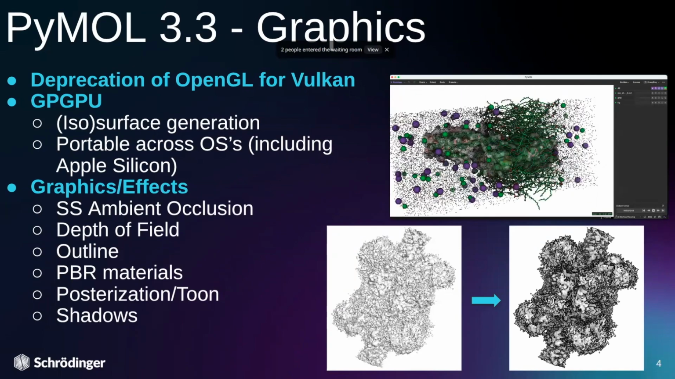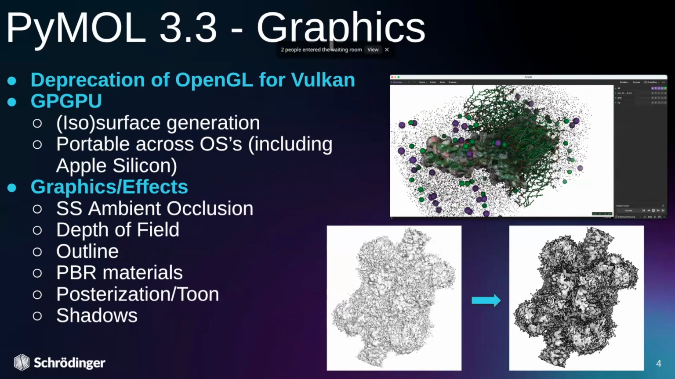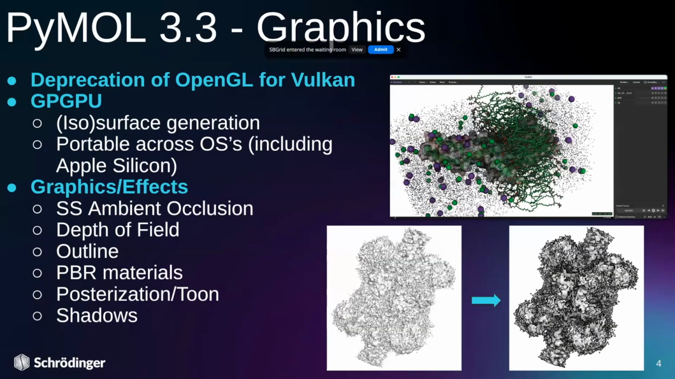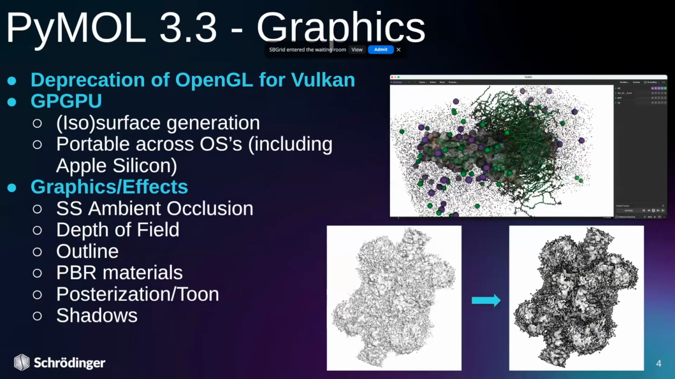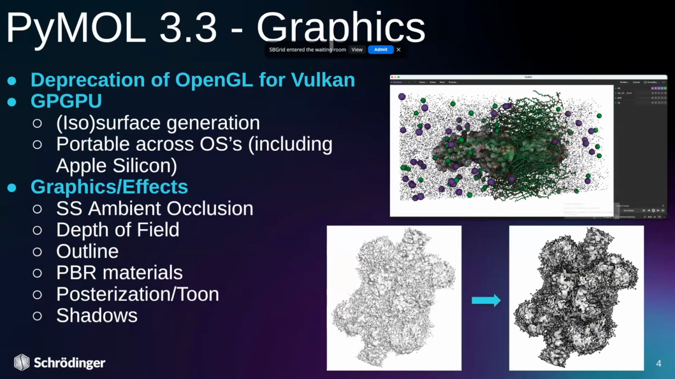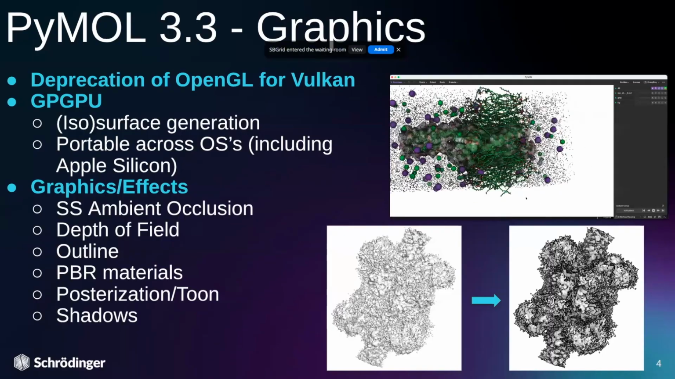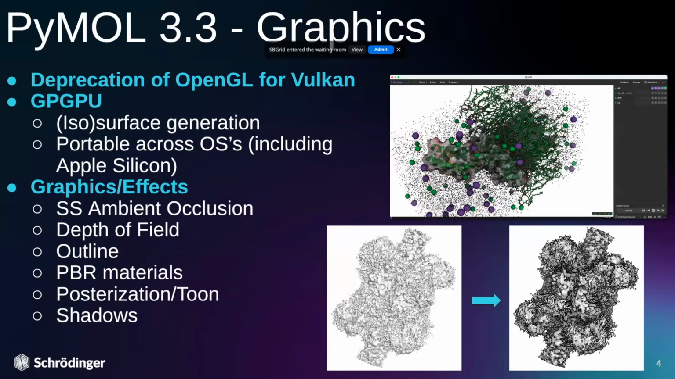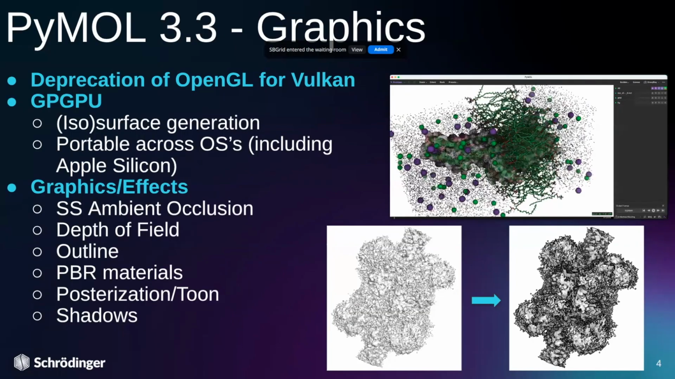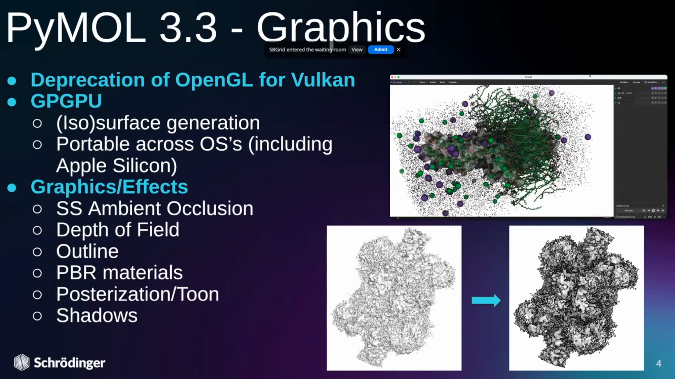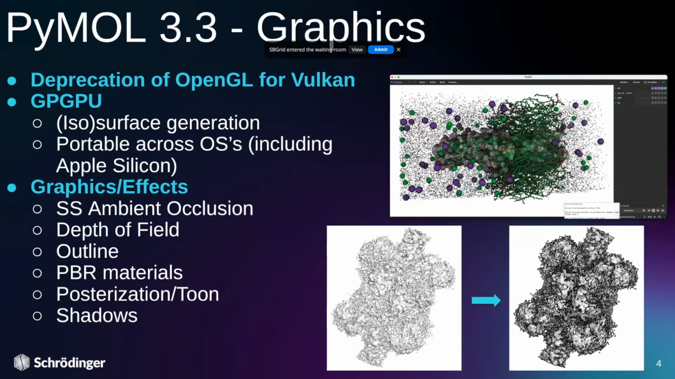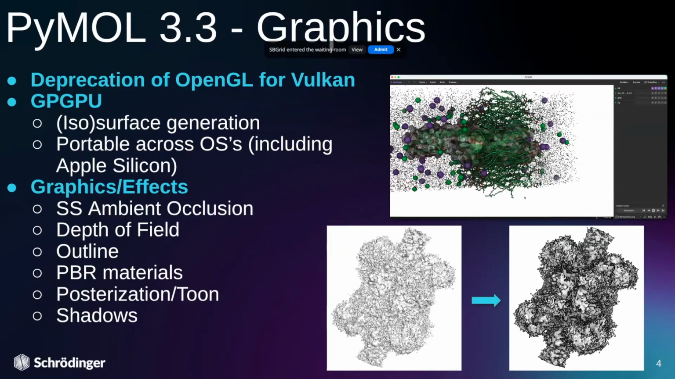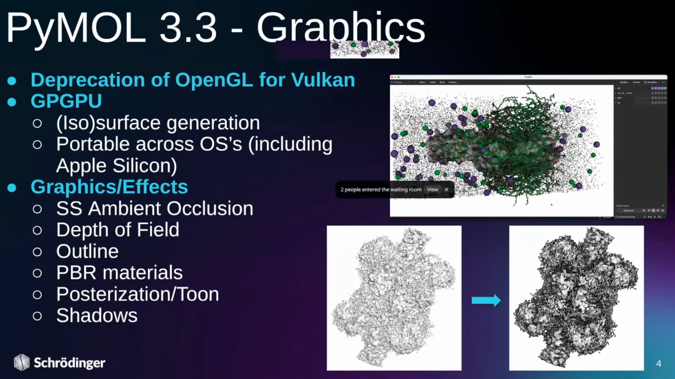A lot of these graphics and effects we've had before, but they were only available in CPU ray tracing. Things like shadowing, posterization, and outlines were only available in ray tracing, but now in 3.3, these will be available in real-time rasterization. So you do not need to wait for your CPU ray tracing to finish in order to see your high-quality images be generated.